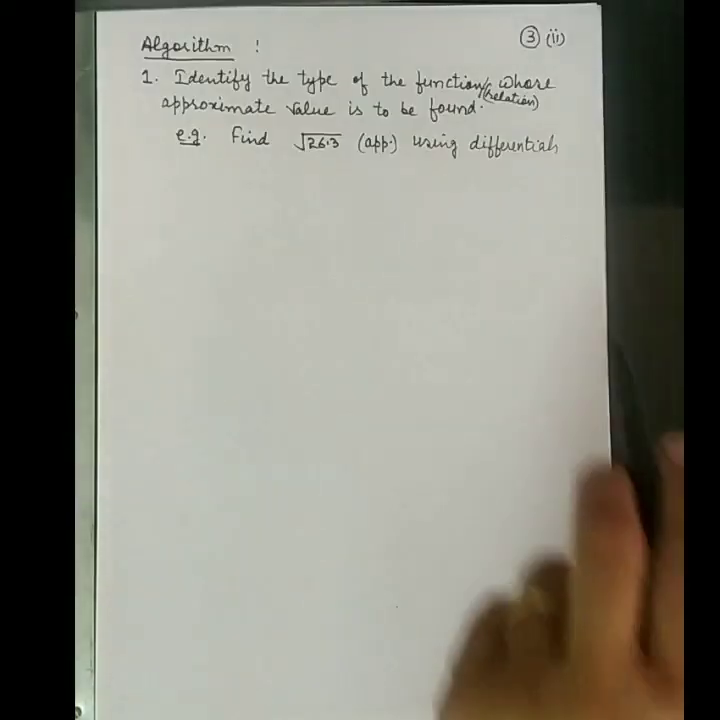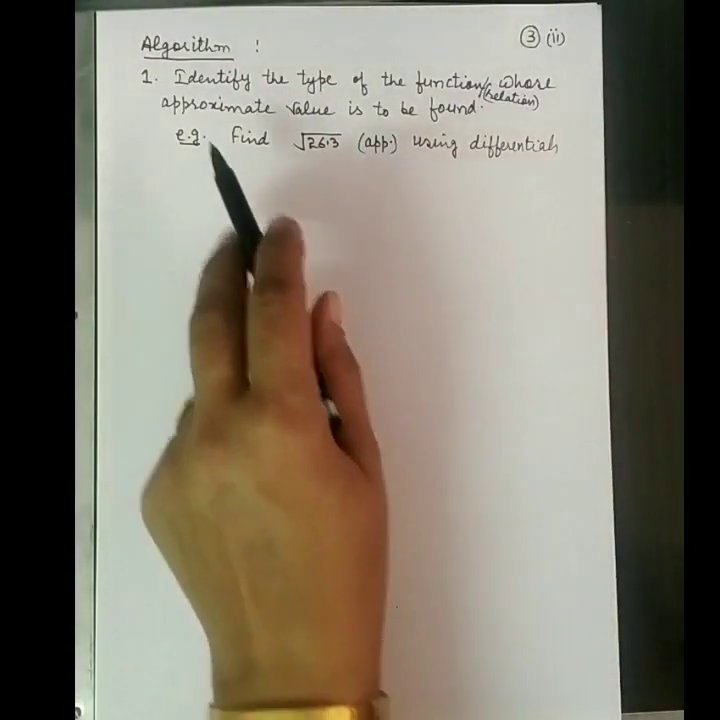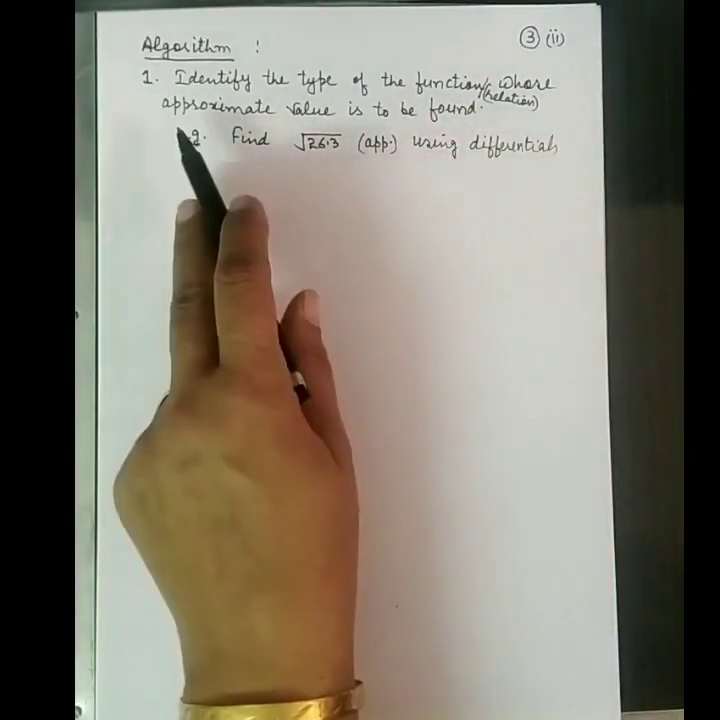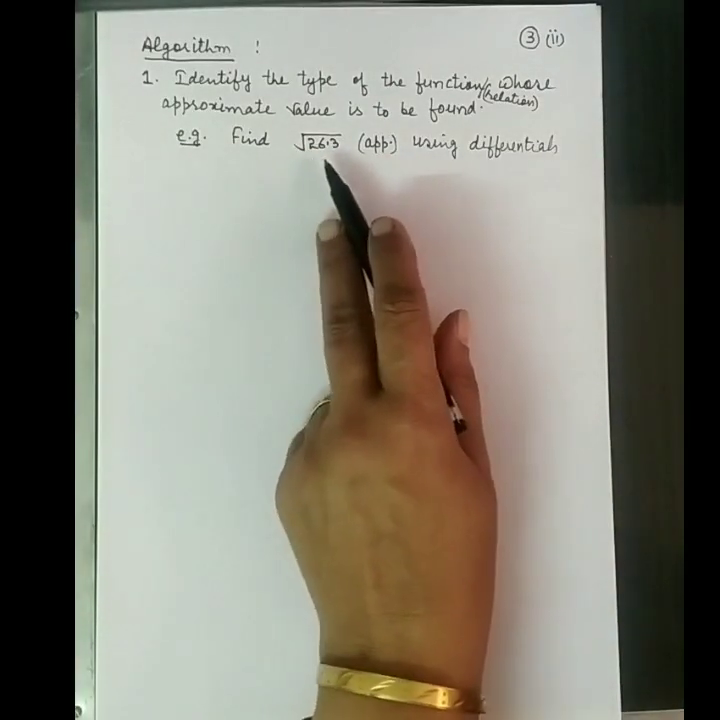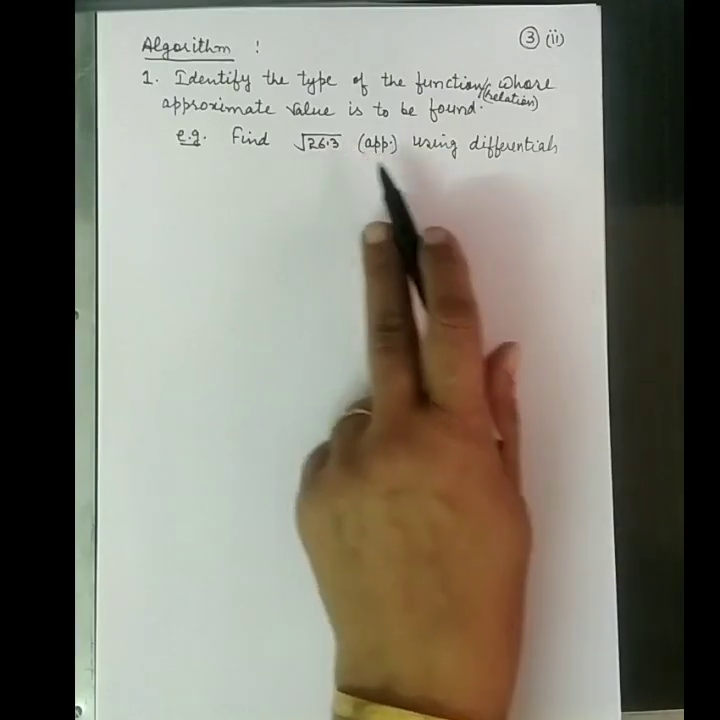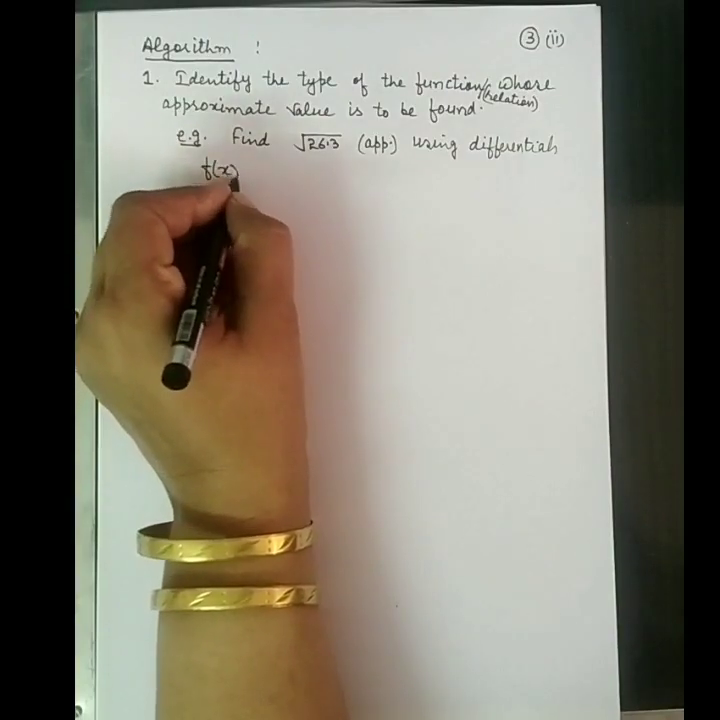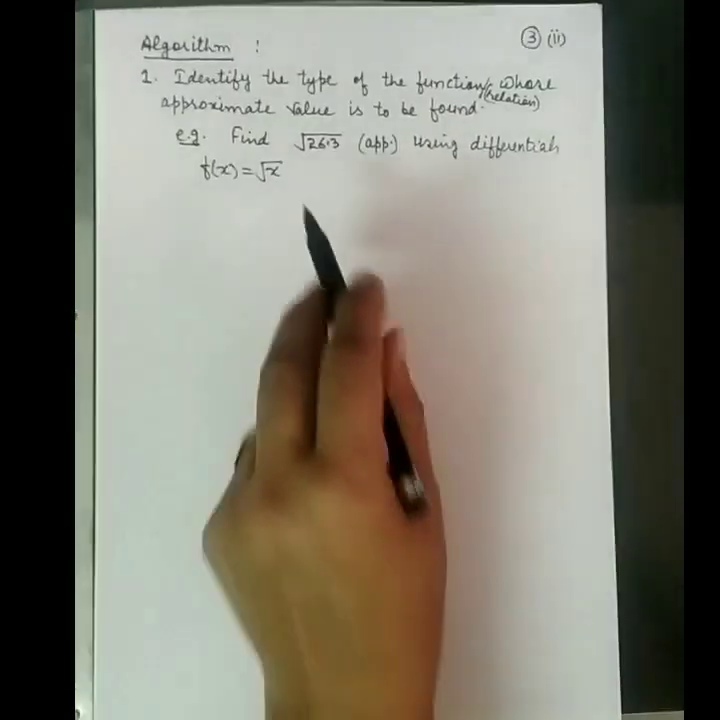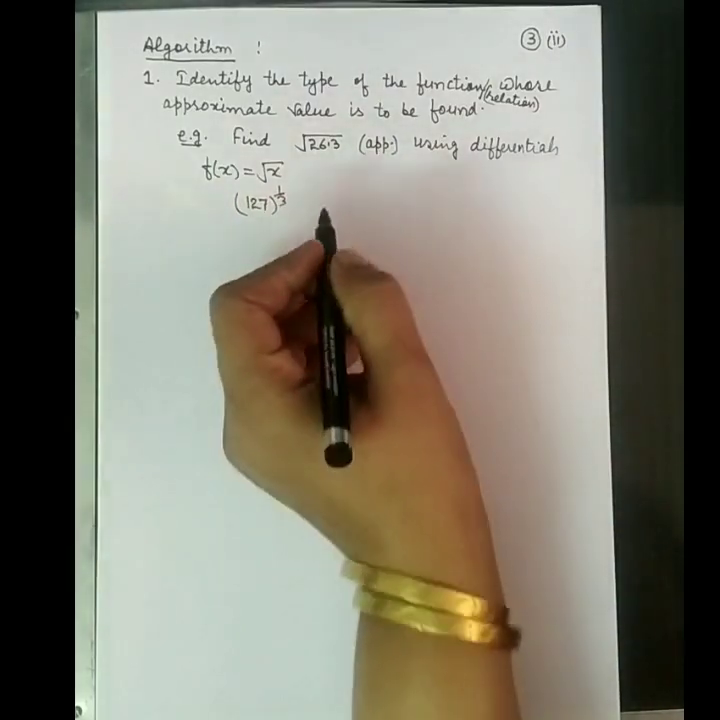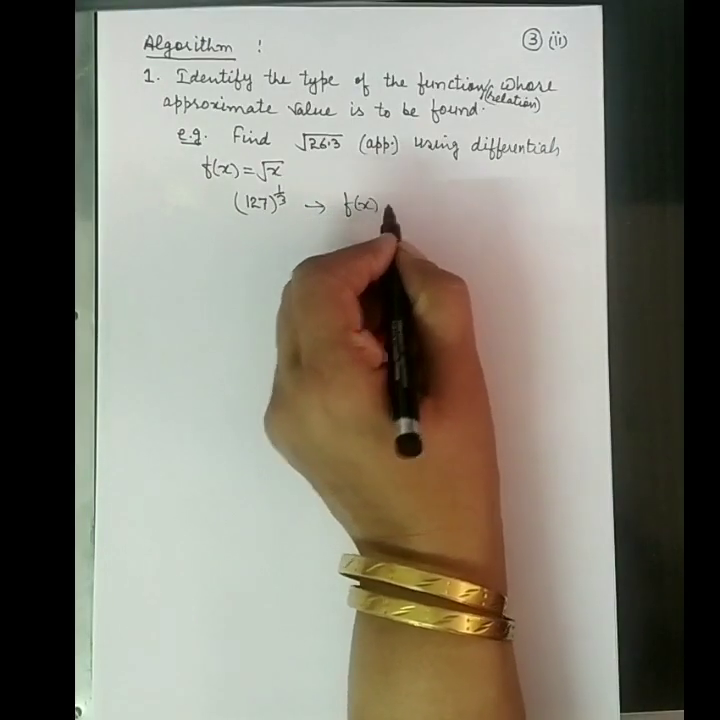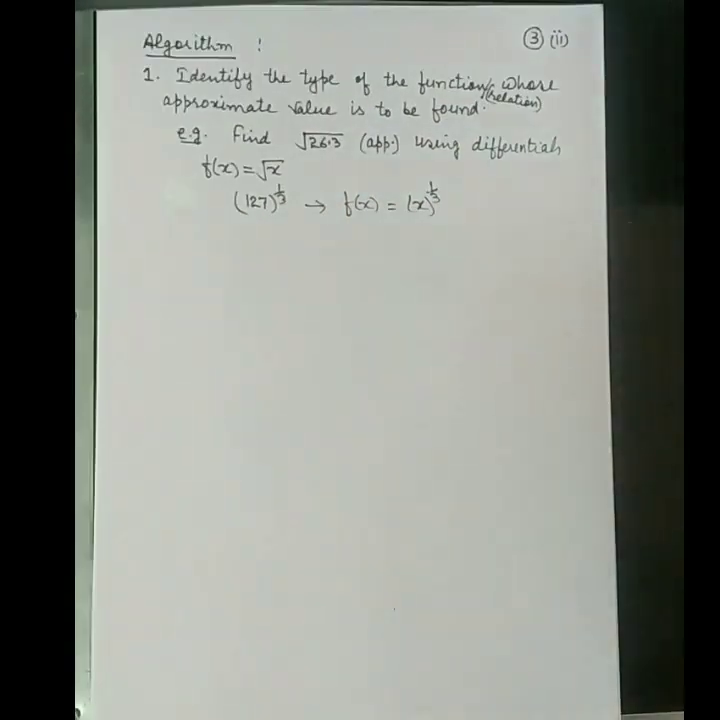So dear children, here is an algorithm to solve the questions of approximation. First step, identify the type of the function whose approximate value is to be found. Suppose you have to find the value of under root 26.3 approximately using differentials. So you will take f(x) as under root x. If you find the value of 127 cube root, in this case f(x) should be taken as cube root of x. Similarly for others.